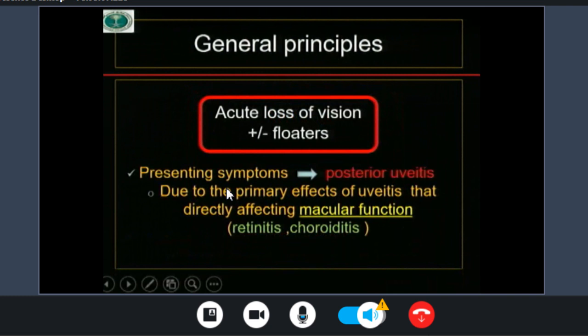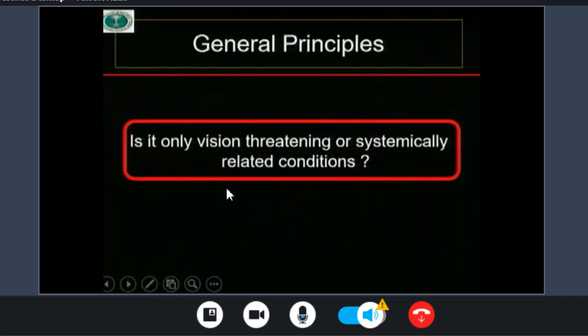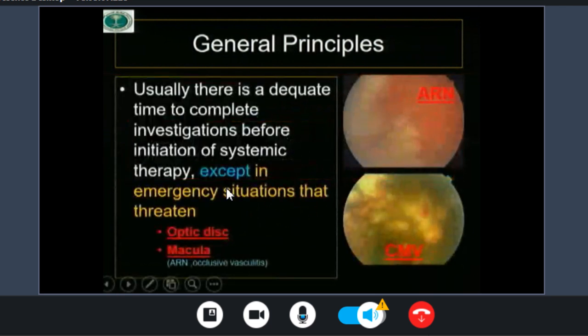Acute loss of vision is usually related to posterior uveitis, either involving the optic nerve or the macula or the main vascular supply of the posterior segment, retinitis or choroiditis. Is it only vision threatening or might it be associated with a systemic condition? That's important for us, as some of the systemic conditions associated with uveitis might be life threatening rather than only visually threatening. So usually there is adequate time to complete investigations before initiation of systemic therapy, except in emergency situations like a patient with involvement of the optic nerve or the macula, like acute retinal necrosis or occlusive vasculitis. So these are the most things that we have to think about when we have acute loss of vision.